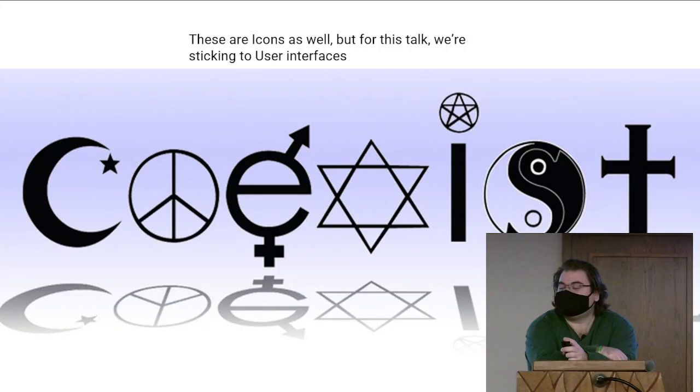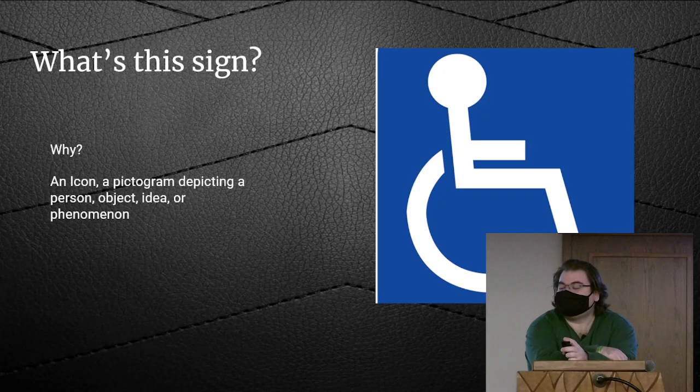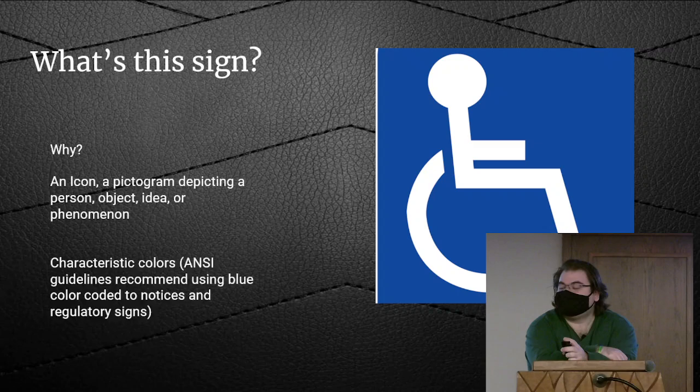Okay, so I'm sure everybody has seen these on the back of somebody's car driving around Green Lake. So it's an icon, a pictogram, describing a person, object, idea, or phenomenon. The person in the wheelchair, signifying that this is an area reserved for somebody who has a disability and needs the extra space or the other accommodations.